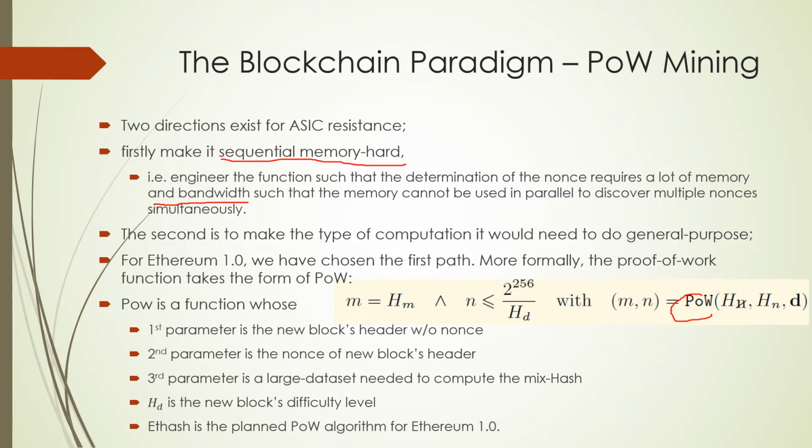Basically, proof of work is a function that is applied on three parameters. The first parameter is a new block's header without the nonce. The second one is the nonce of the new block's header. And the third one, which is D here, is basically a large data set needed to compute the mix hash. And HD, the number that you see here, is the new block's difficulty level.